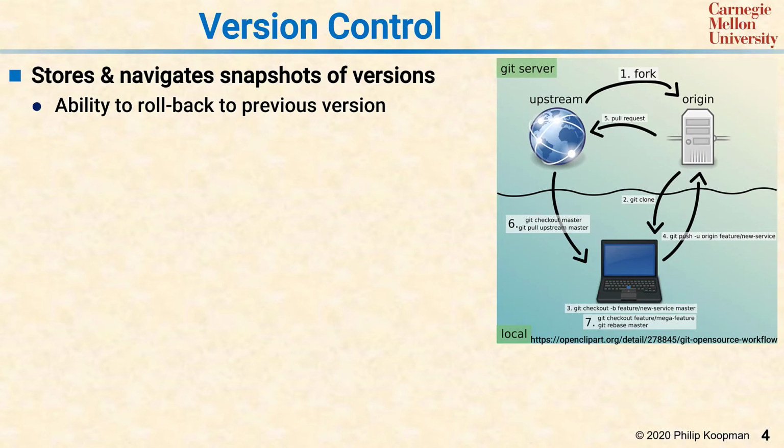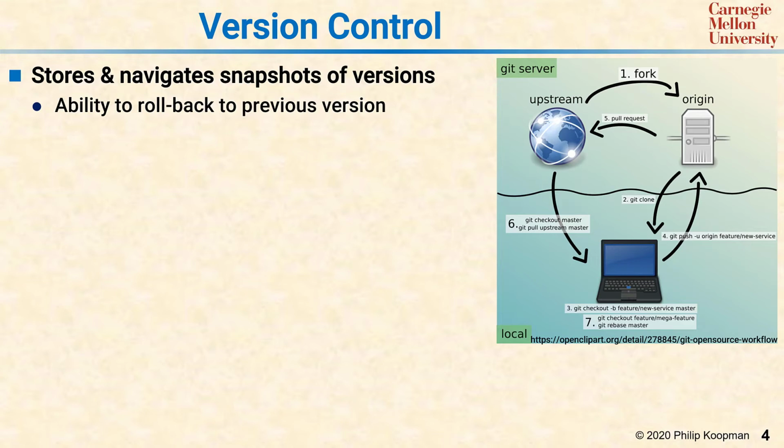2 related concepts are version control and configuration management. Let's start with version control. A version control system stores and navigates snapshots of different versions of the software. The idea is if you have a piece of software and you make a change, after you make the change, that's a different version than the one before the change. This is typically done at a much finer grain than releases of software, all the way down to individual changes.